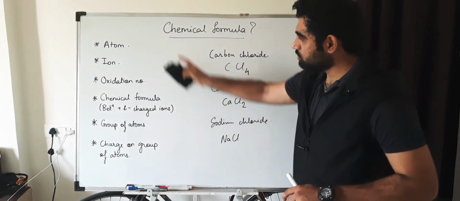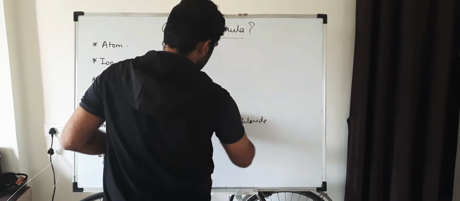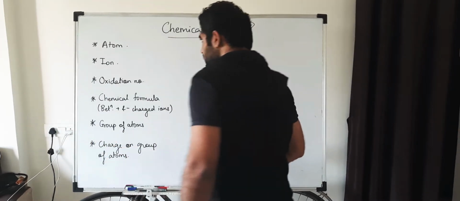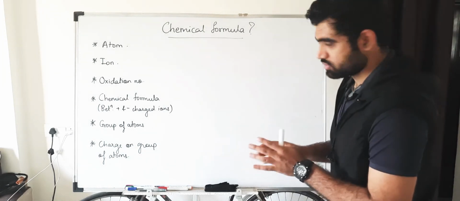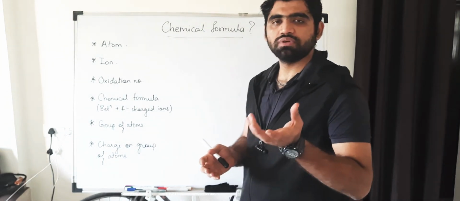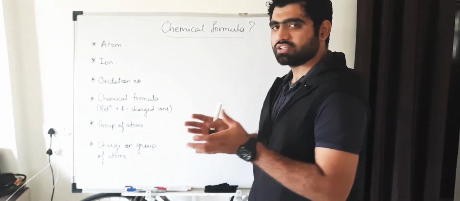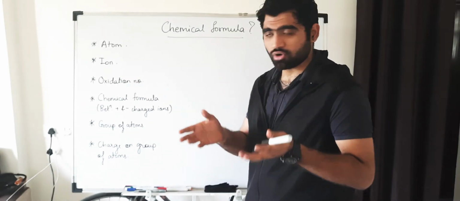Okay, so for that we need to know some basics before. And I assure that at the end of this video you will be able to make chemical formula of different types of compounds. Okay. So now let's talk what is atom. You all know atom. Atom is the basic unit of matter. Matter is made up of atoms. There are 118 atoms, different types of atoms we have seen, or it is there in modern periodic table.